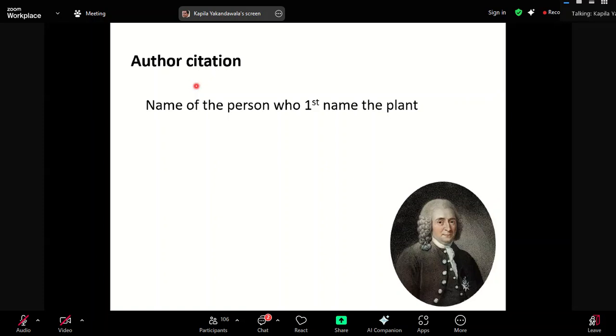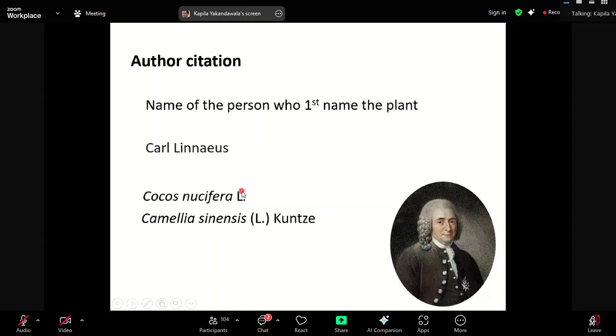When you write the botanical name, you have to indicate after it the name of the first person who named the plant. You call it author citation. As an example, most of the plants occurring in the world were named by a great scientist, Carl Linnaeus, a long time ago. So if you look at most of the plants, you can find Cocos nucifera L. He is the one who named this plant first.